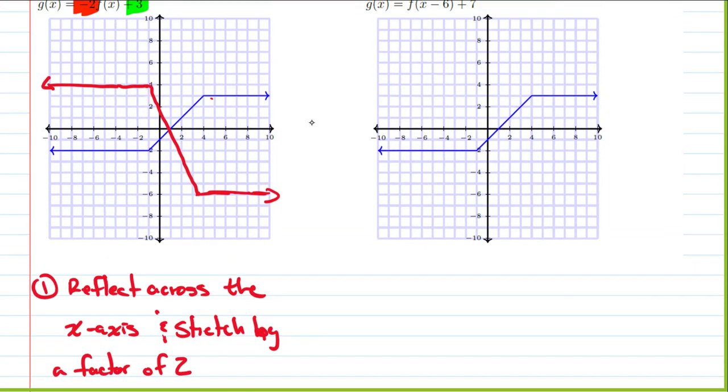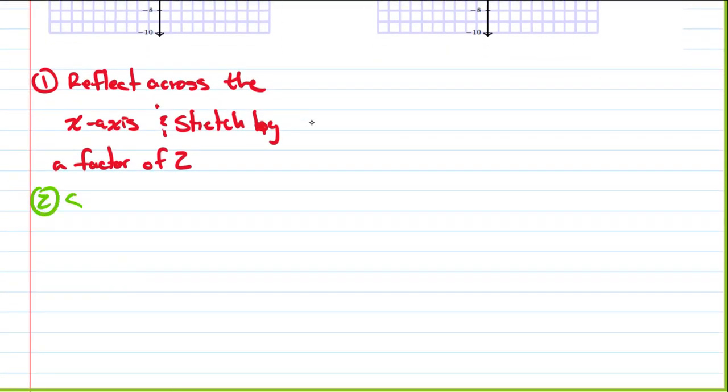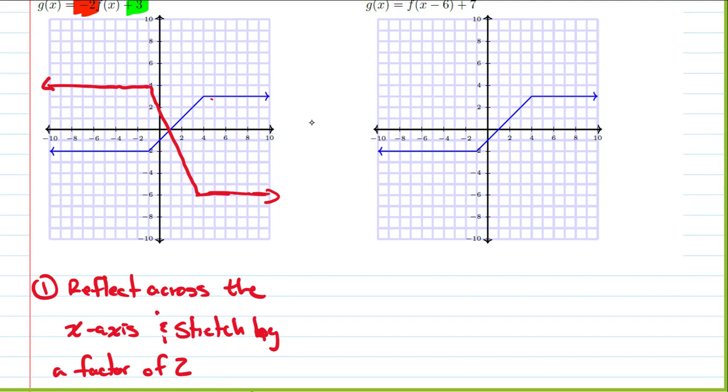And then the next part, the +3, is going to shift up 3 units. So then I take all of my y values and I move them up 1, 2, 3. So my graph is going to look something like this. I go up 1, 2, 3. And I get something that looks like this.